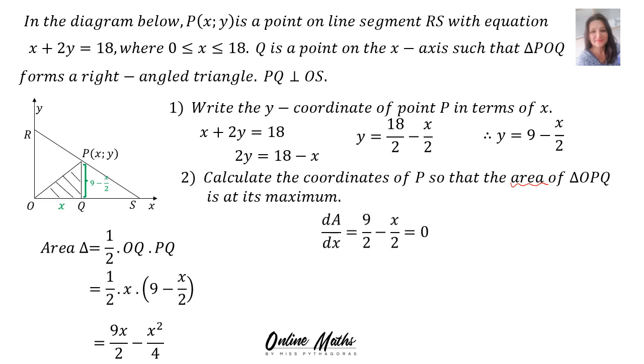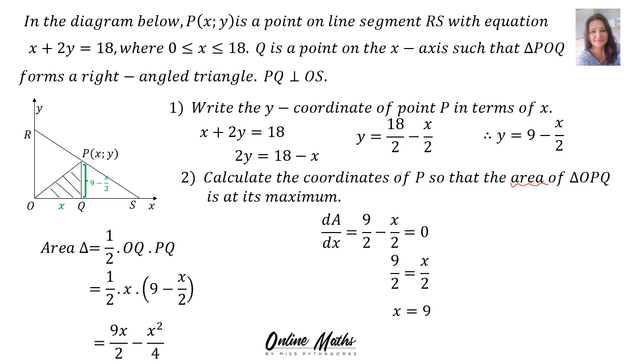Then we want to find the maximum. Therefore, d area over dx, and it becomes 9 over 2 minus x over 2 is equal to 0. Let's solve x. The x over 2 will walk across, and then let's multiply away the 2, both sides. Therefore, x is equal to 9.